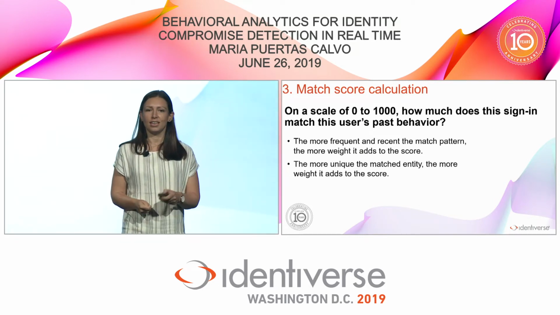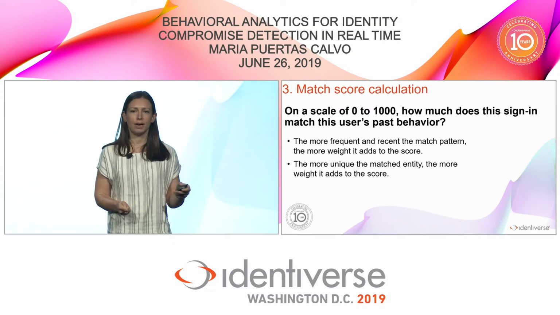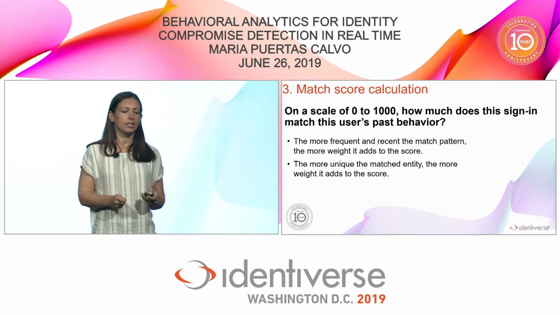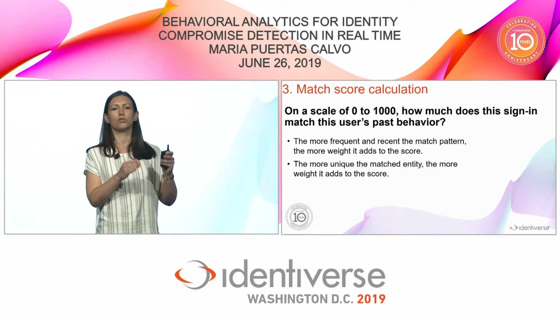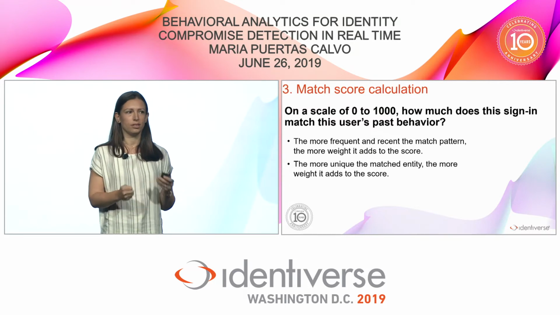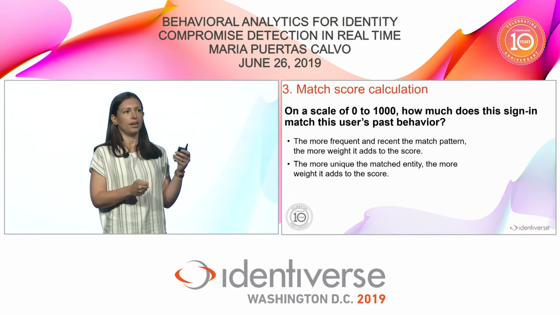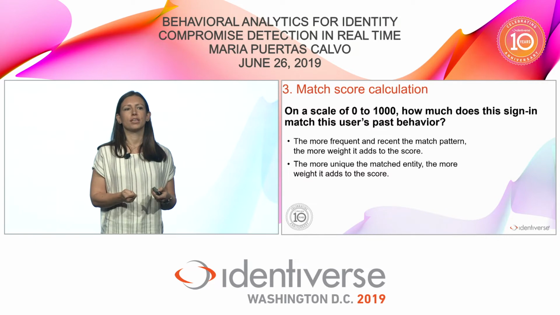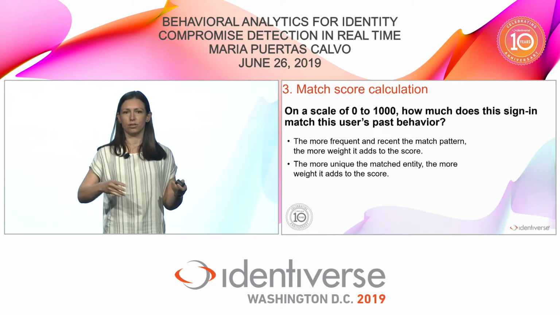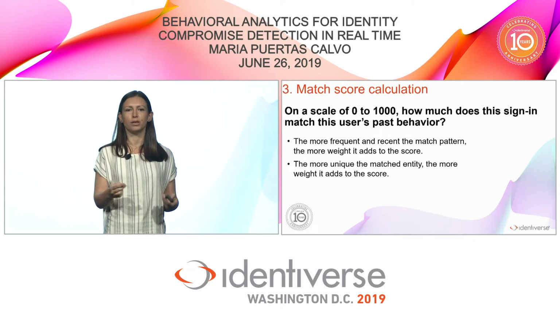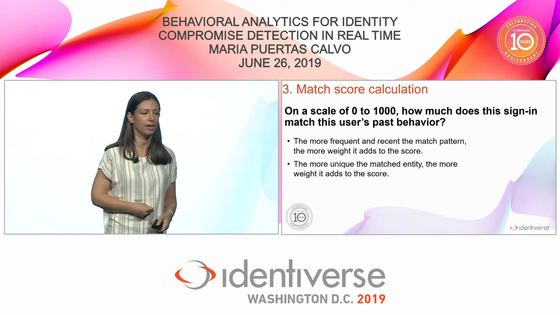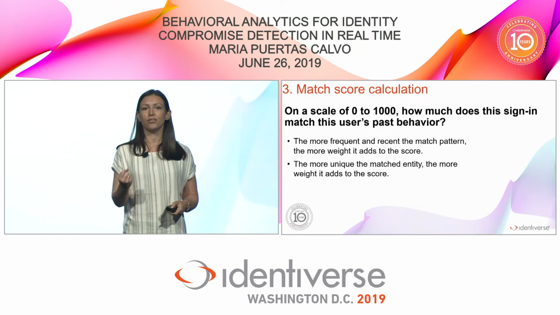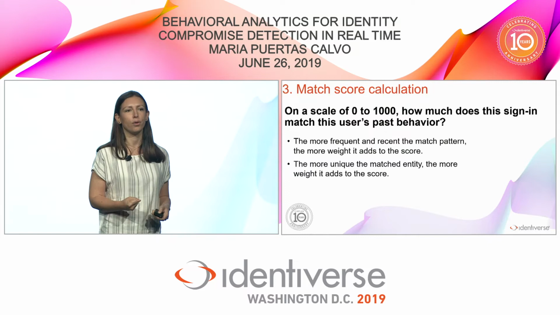The more unique the entity, also the more weight it adds to the match score. And by unique, we mean how unique that thing is to a specific user. For example, this is very clear. A device is normally something that we only see for one user. There's only a one-to-one relationship. Normally, we don't see 2 or 3 users on the same device. So if I've seen you on this device before, that's going to have a very high weight.